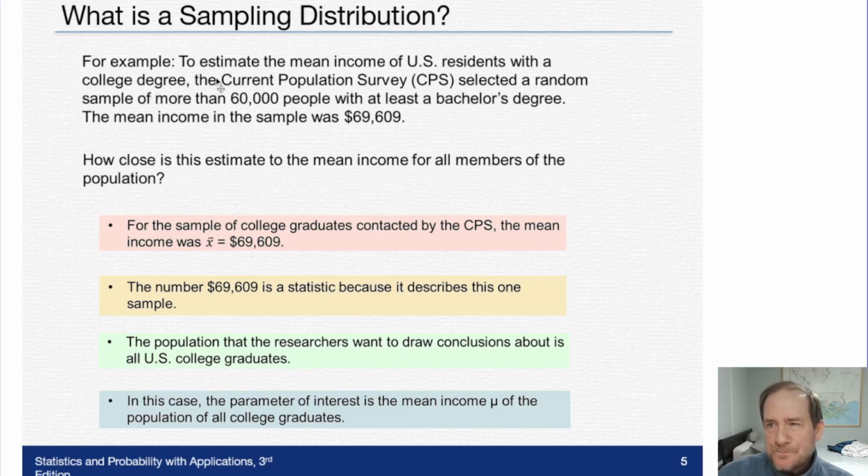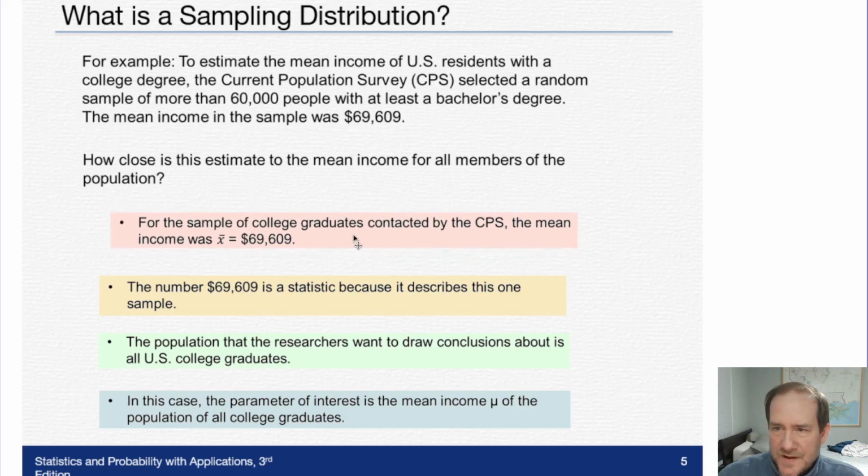On the next page here you see your first example with those pieces of vocabulary. It says to estimate the mean income of U.S. residents with a college degree, the Current Population Survey selected a random sample of more than 60,000 people with at least a bachelor's degree. The mean income in the sample was $69,609. How close is this estimate to the mean income for all members of the population? Now, they don't actually go on to answer that question, but the question that they are asking is: describe the population, and then describe the population parameter, then describe the sample, and then describe the sample statistic.